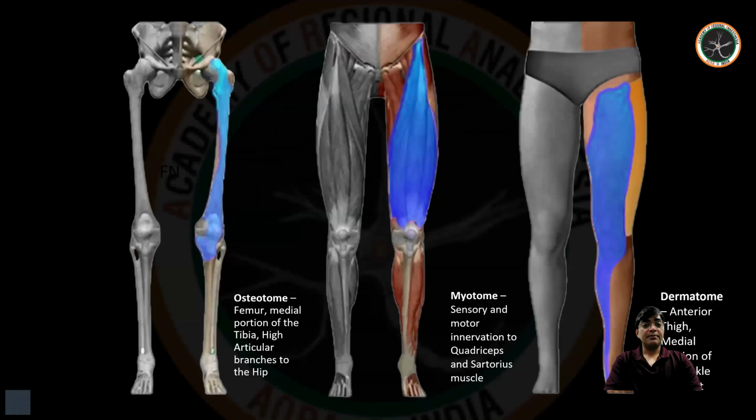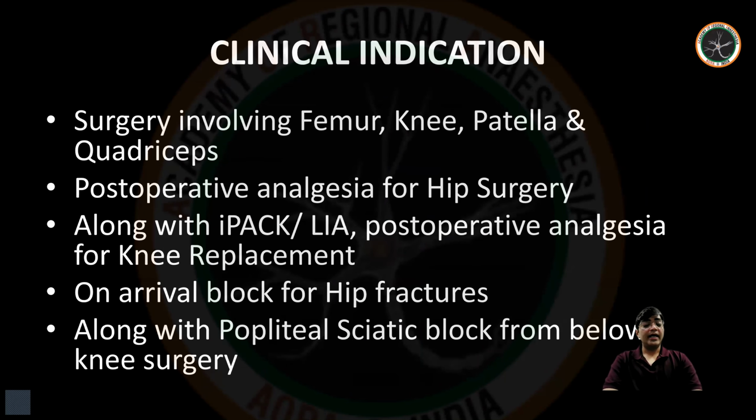The whole of the femur, medial portion of the tibia and the hip joint are supplied by branches from the femoral nerve, whereas the muscles quadriceps, sartorius, rectus femoris, pectineus and iliacus are supplied by the femoral nerve. As for dermatomes, the anterior part of the thigh and medial portion of the leg, ankle and foot are supplied by the femoral nerve. Any surgery involving femur, knee, patella and quadriceps are clinical indications for femoral nerve block.